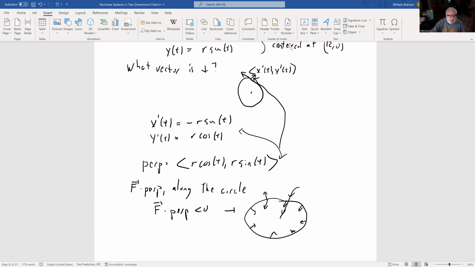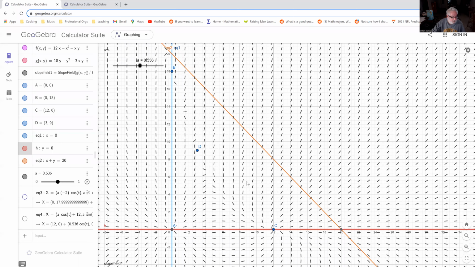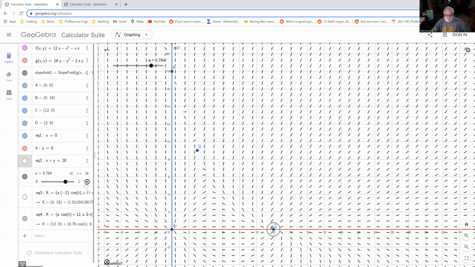So if we go back to GeoGebra, let's see, let's turn this off. Oh, no, we want that, but we don't want this one. Let's get rid of that. So C here is my circle at 12, my equilibrium at 12, and there's a circle of radius at this point, 0.536. So the slider A is being my radius. So we're looking at circles centered at that point.